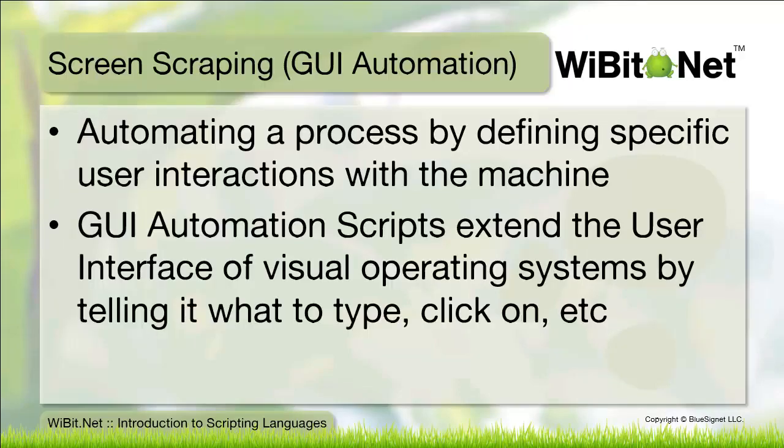There's also a sect of scripting languages called screen capturing. It's also often used as GUI automation. And really what that does is automating a process by defining specific user interactions with the machine. And GUI automation extends the user interface of the operating system by telling it what to type, what to click on, what to do. Sometimes like where to move your mouse to. Exactly. Where to do that kind of thing.